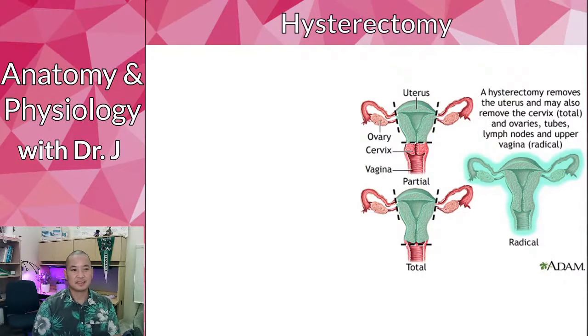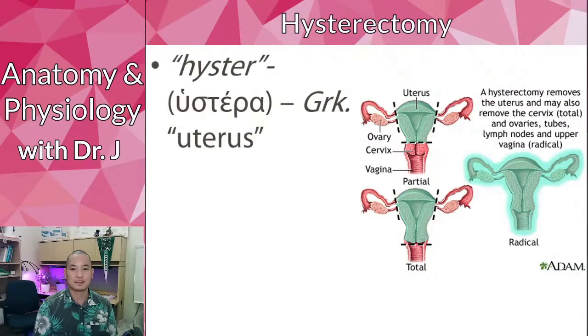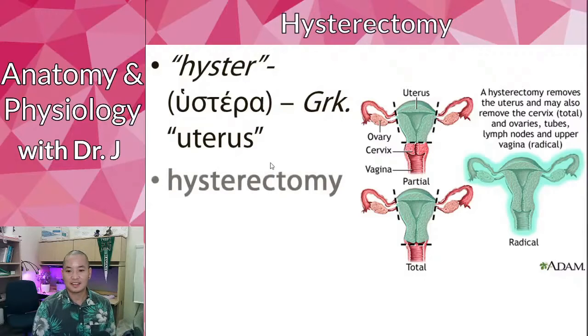Now, hysterectomy. So they don't call it a uterectomy. So hyster is also a root word from Greek. So the Greek root word for the uterus is hyster or hystera. Now, hysterectomy is when, say, a woman has uterine fibroids or bleeding or other pathologies that can't be cured by other means. She might elect to do a hysterectomy.